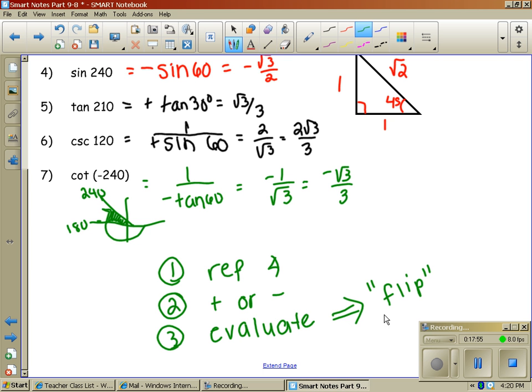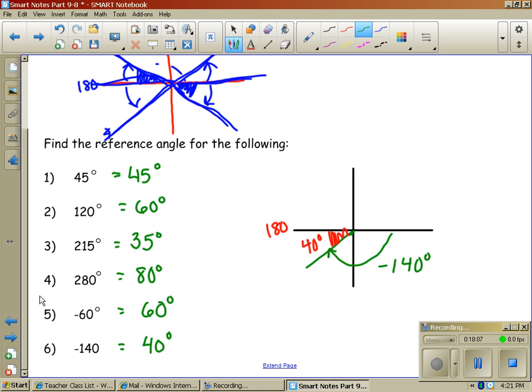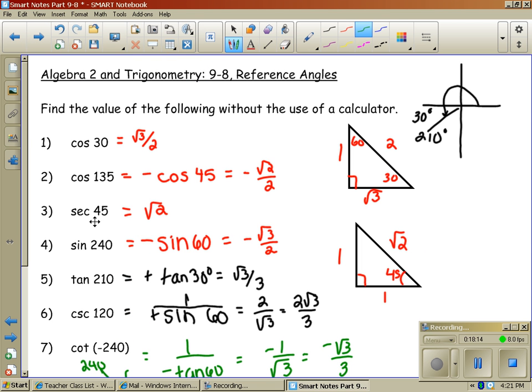Okay? So you want to make sure that you know how to find a reference angle. X-axis, terminal side. Here, here, here, or here. Answer's always positive and always less than 90. Make sure you know your reciprocal functions. Secant goes with cosine. Tangent goes with cotangent. Cosecant goes with sine. If you don't memorize your basic angles, then you need to memorize the triangles and be able to use those.